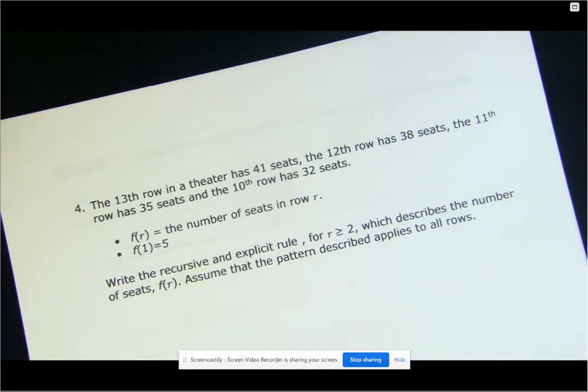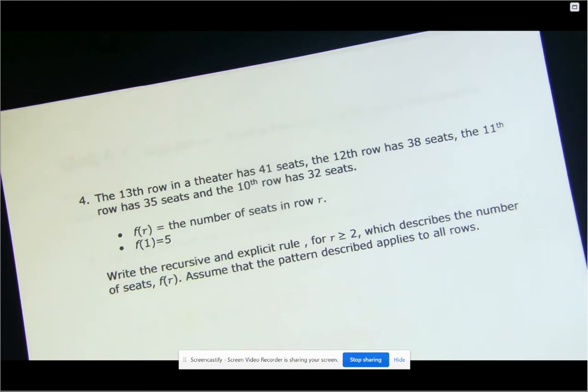The 13th row in a theater has 41 seats. The 12th row has 38, the 11th has 35, and the 10th has 32. F of R equals the number of seats in row R. F of 1 equals 5. Write the recursive and explicit rule.